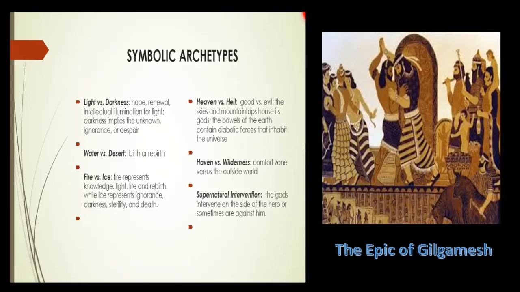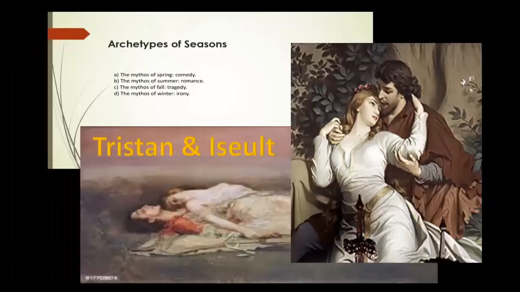All right. Okay, so these are the common types of symbolic archetypes which we can find in the Epic of Gilgamesh. Okay. Now we move on to the next. Okay, so we also have the archetypes of seasons. And in Tristan and Isolde, we could see this very clearly.